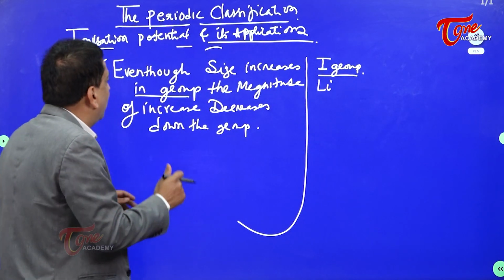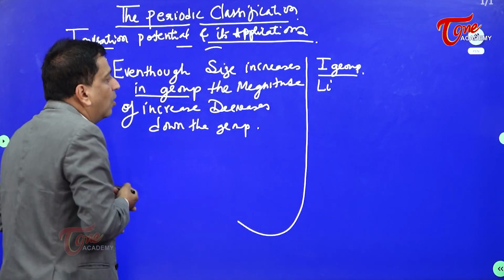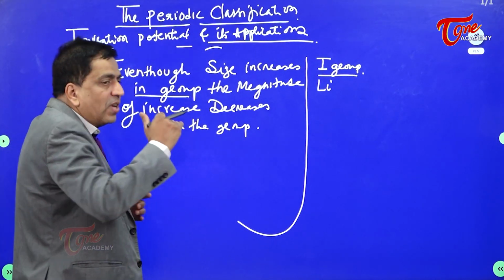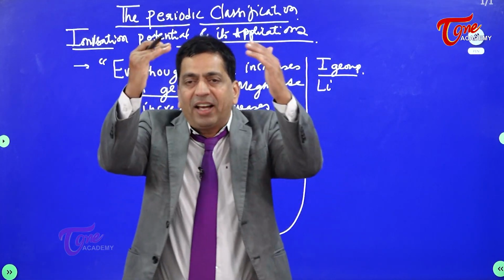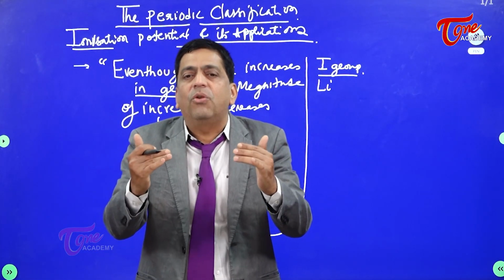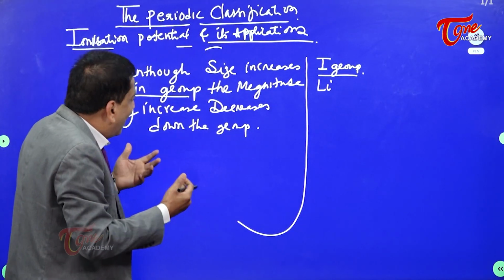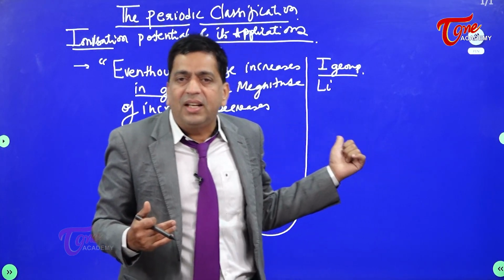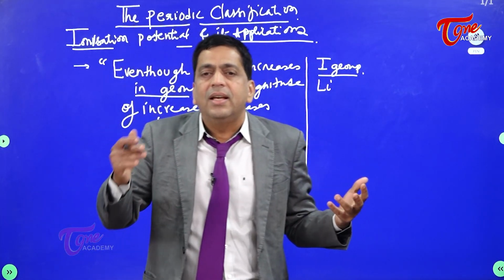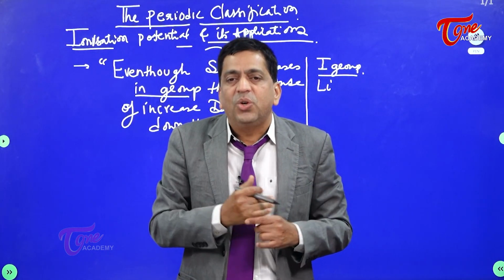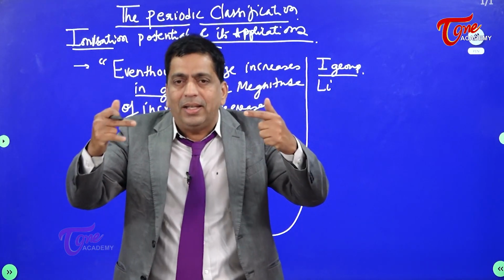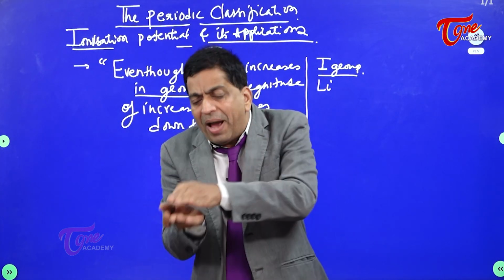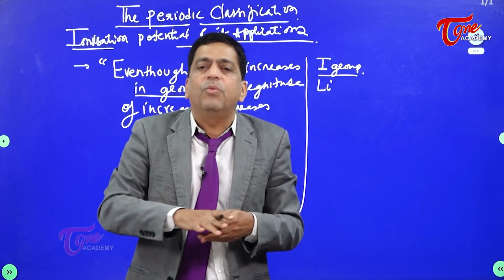So I draw the attention of everyone. Even though the size increases in a group, that is the truth, the magnitude of increase down the group basically decreases. There is an English confusion here. What I mean is, when you move from top to bottom, you find an increase in the size from the first to second, second to third. But from the third element onwards, the magnitude of increase basically decreases.